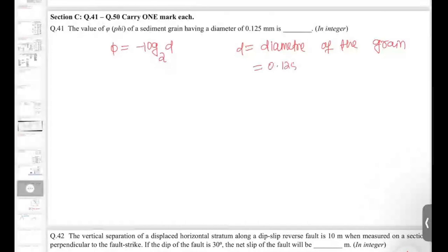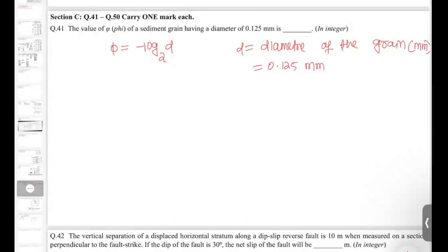The question is saying: what is the value of phi of a sediment grain having a diameter of 0.125 millimeter? I hope you know what the phi scale is. This is minus log d to base 2, where d is the diameter of the grain. Here the diameter is given as 0.125 millimeter. Generally, these are counted in the unit of millimeter.